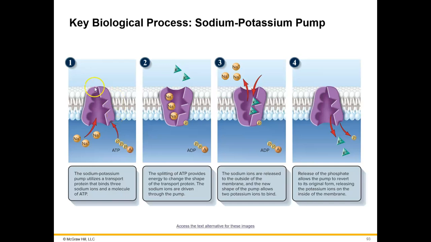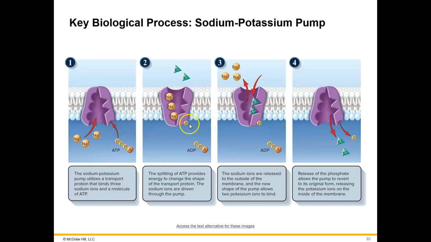You can see we've got our protein channel here that is part of our active transport. Right now it's open to the inside of the cell. That gives these sodium ions, our Na+, a chance to attach to their specific spots in that protein channel. Once they do, that's also going to allow our adenosine triphosphate, this energy molecule, to attach to our protein channel.